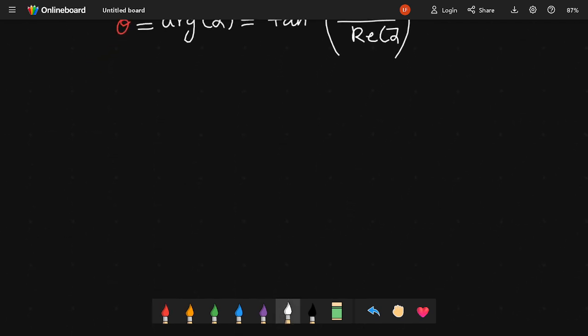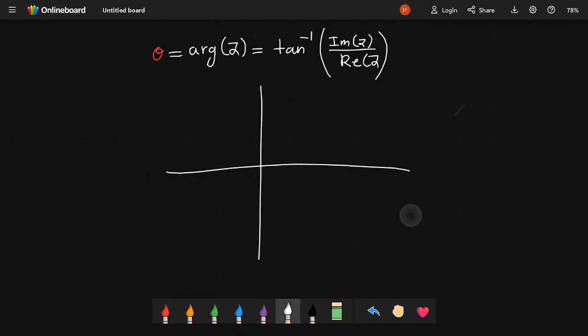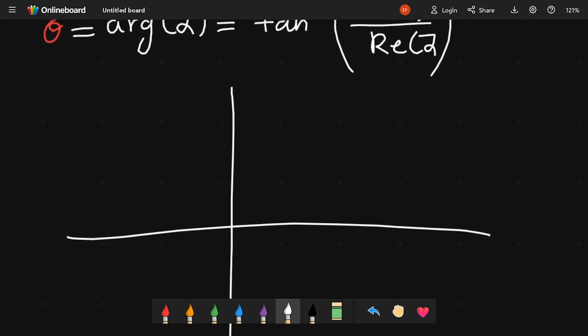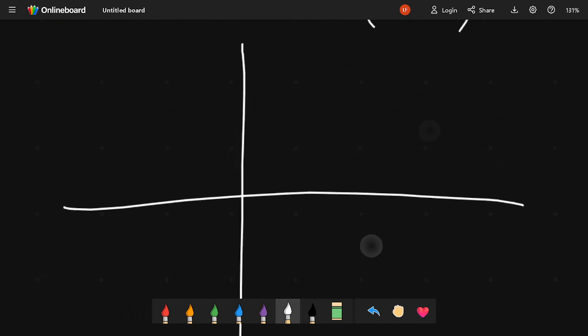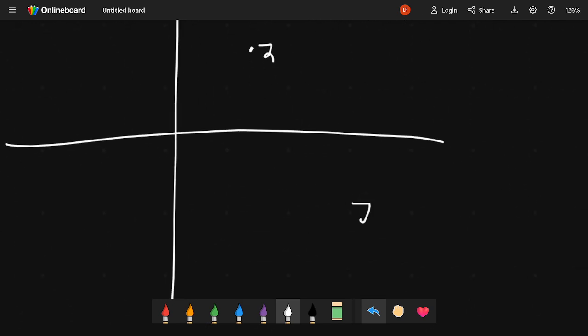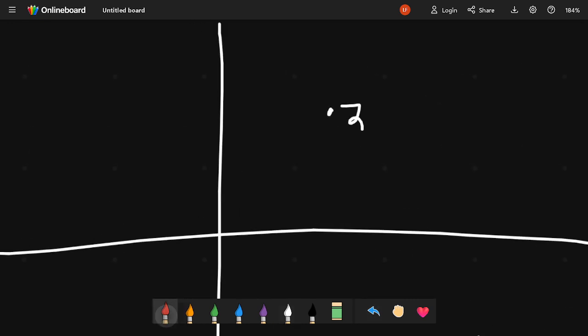Let's plot a graph and I'll show you an example. Let's say the point was somewhere here. And this point was z, where z equals 3 plus 5i. And they told us to find this angle right here.